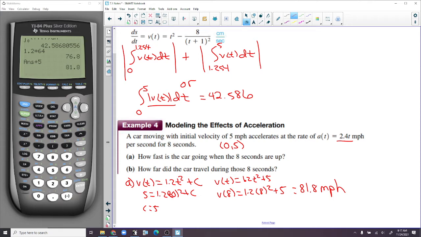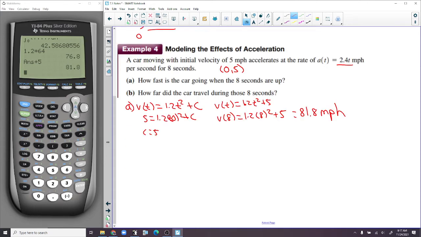How far did the car travel during those 8 seconds? So in other words, for letter B, we want s of t equal to the integral from 0 to 8 of 1.2 t squared plus 5 dt. Now, that's the displacement because it says how far did it travel. It doesn't say where did the car end up.